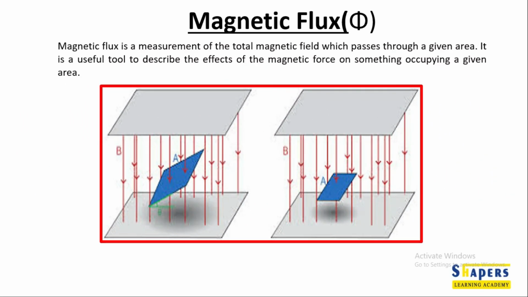Magnetic flux. Magnetic flux is a quantity. Magnetic flux is a measurement of the total magnetic field which passes through a given area. Just imagine this to be an object which is subjected to magnetism. The amount of magnetic field, or the magnetic lines of force, which passes through this particular object is a quantity called magnetic flux. It is a useful tool to describe the effects of magnetic force on something occupying a given area.